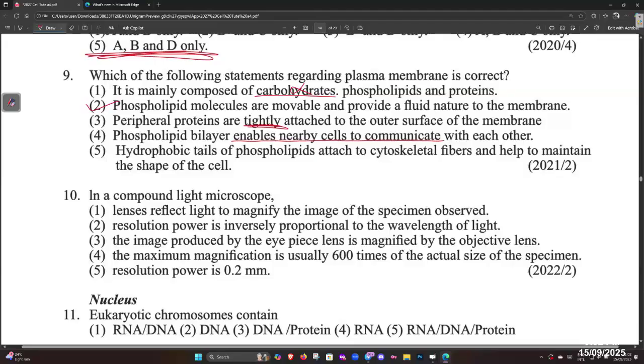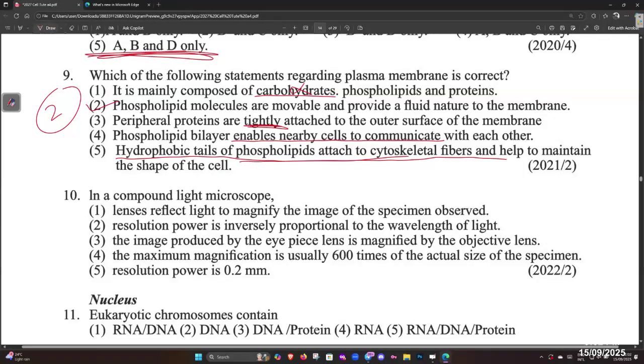Hydrophobic tails of phospholipids attached to cytoskeletal fibers. What's that, people? Right, this is A-level exam, the exam question. Hydrophilic tails of phospholipids are attached into the cytoskeletal fibers. That's wrong, people. So we can't take that. So we got the answer anyway. Answer is number 2.